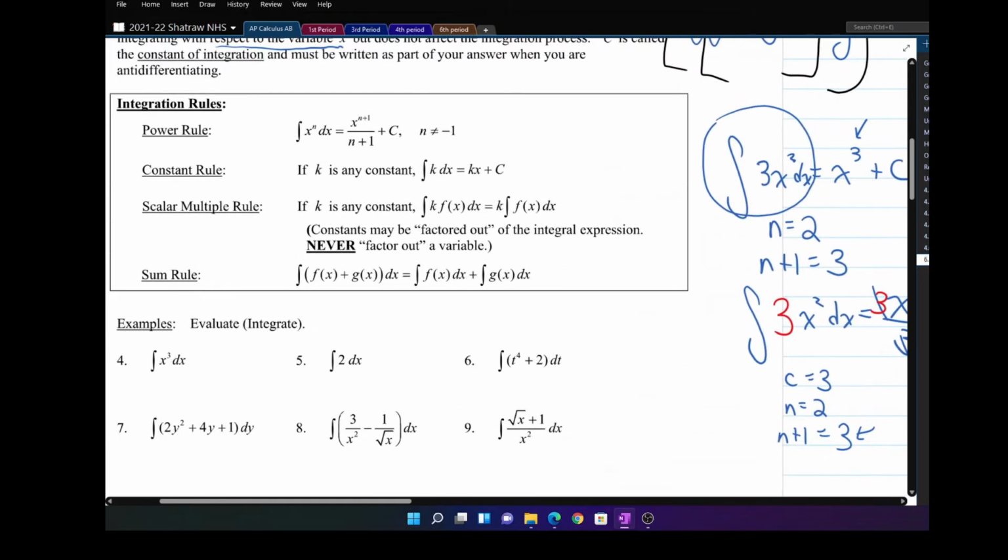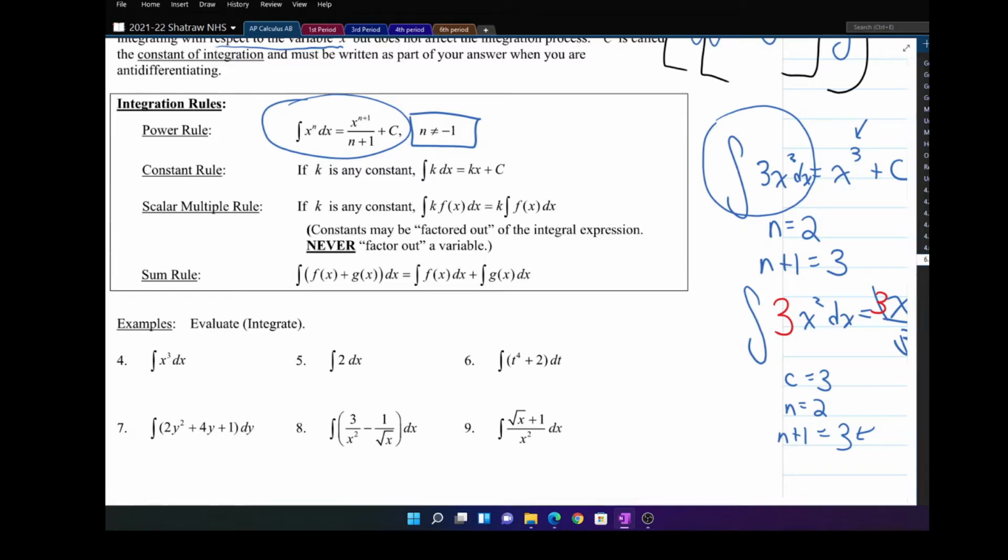Now, do you need to memorize this rule? Oh, heck yeah, you do. Absolutely you do. Particularly this part right here, where you cannot take the antiderivative when n is -1. That is a special antiderivative. We'll talk about that one later.